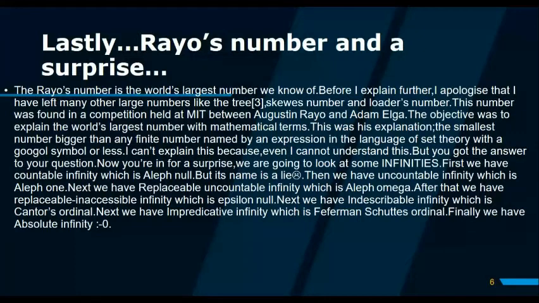This was Rayo's explanation. The smallest number bigger than any finite number is named by an expression in the language of set theory with a googol symbols or less. I can't explain this because even I cannot understand this. So I have posted a link for Rayo's interview. You can go there and understand it. But you got the answer to your question.